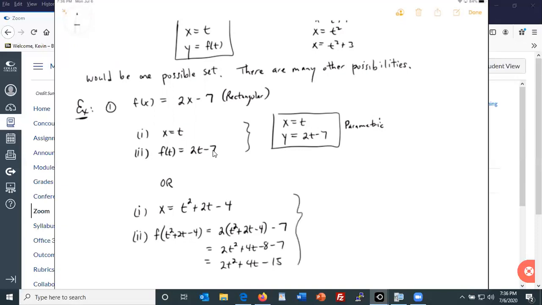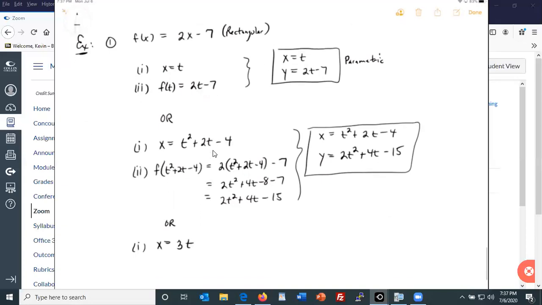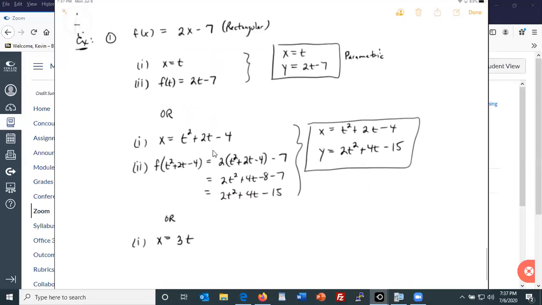So therefore, the set of parametric equations corresponding to this choice would be x equals t squared plus 2t minus 4, and the y equation would be 2t squared plus 4t minus 15. Okay? Let's do one other possibility. Or I could let x equal, I don't know, how about 3t? Let's make it a little easier this third time around.